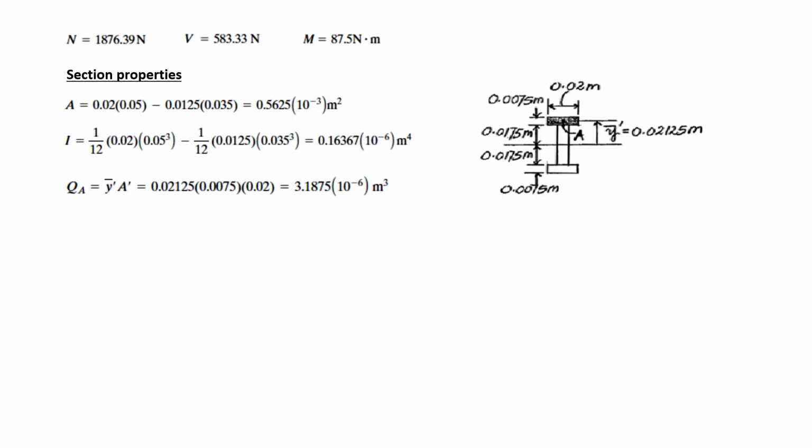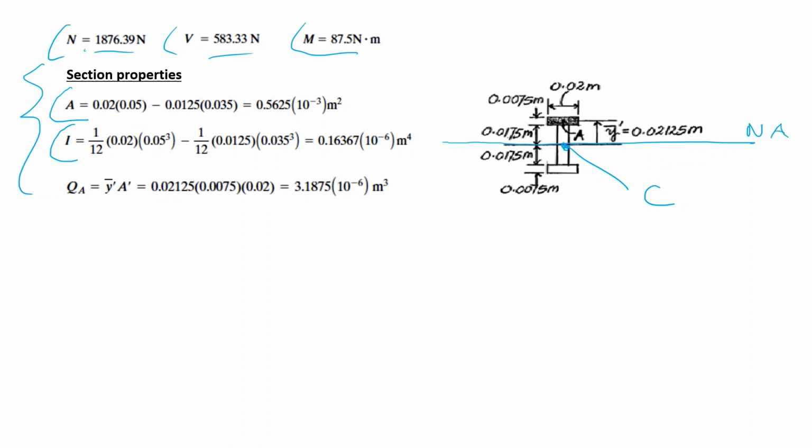Next, here is the summary of what we have calculated up to now. We can calculate the section properties: the area and the moment of inertia around the centroid. Here we have a symmetrical section, so the centroid is in the middle. Around this neutral axis, the moment of inertia can be calculated. We will not go into detail. And then the Q value for the shear stress calculation.